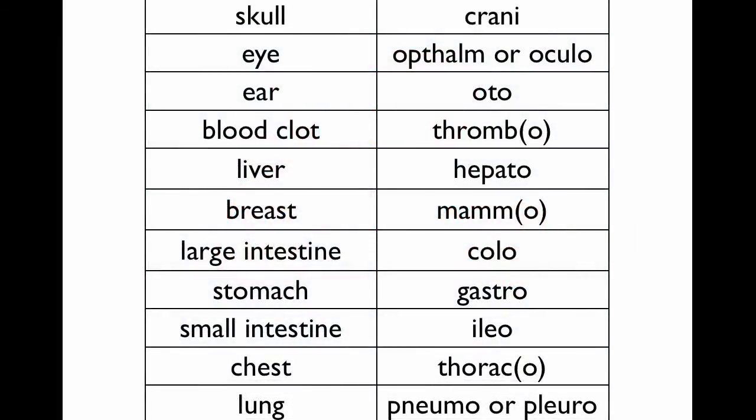So here's some more. Some of these you may know. They're all pretty common. The skull itself actually is referred to as the cranium. You've probably heard of that. The eye, you'll see things like ophthalmologist. You'll see ocular. The ear is O-T-O. Otoliths, those are the tiny little bones in the ear. They're actually the smallest bones in the body, as I was mentioning earlier. A blood clot, you've probably heard of a thrombosis.